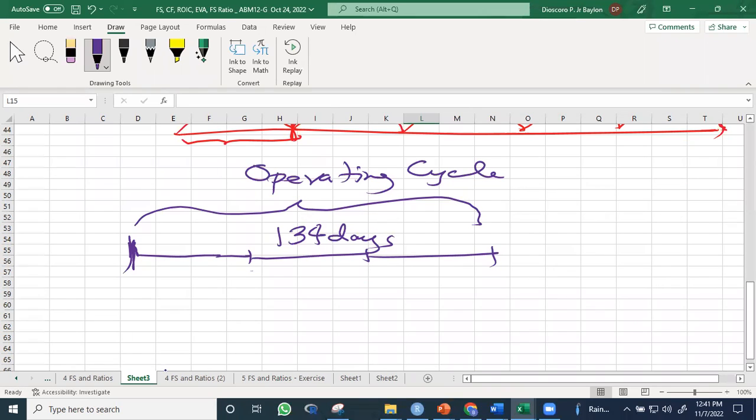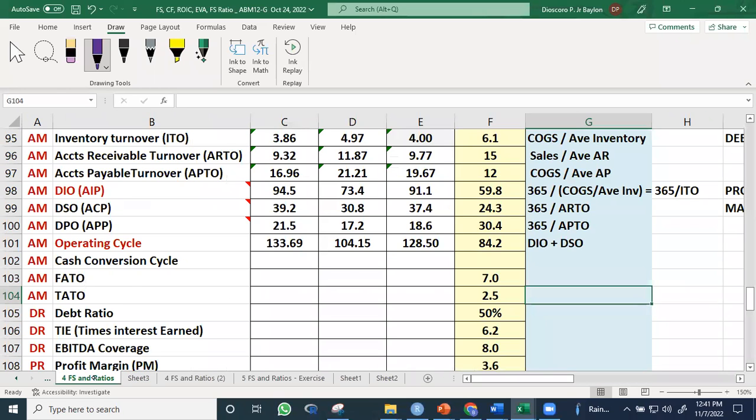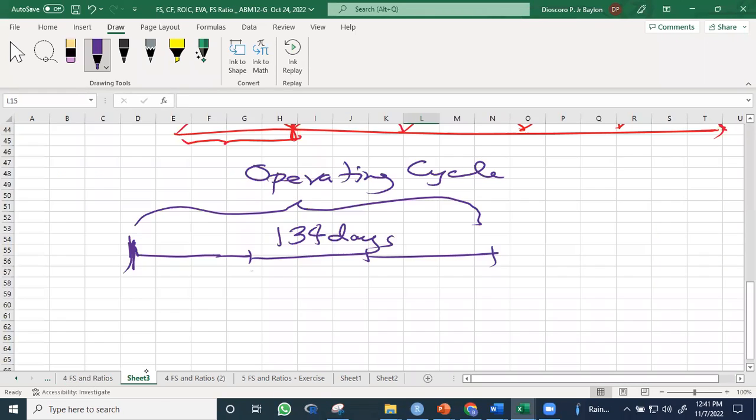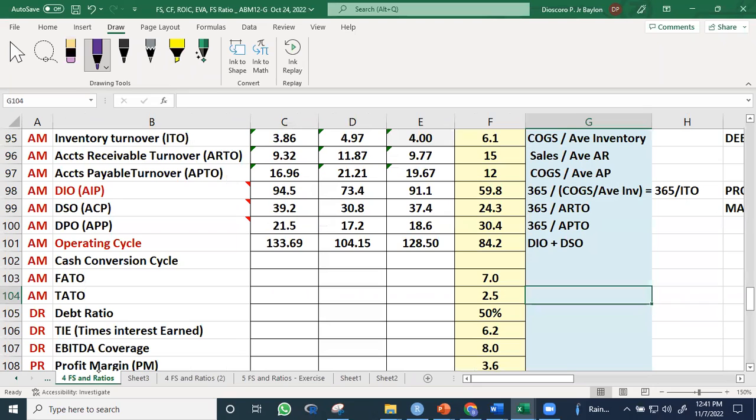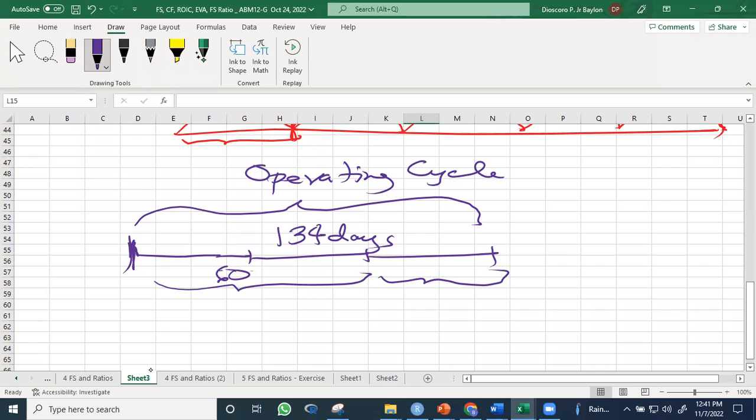Kasi ano ba yung DIO natin? DIO is 60 plus 24. No? I-whole number ko lang ha. 60 dito, and then 24 dito. Ilan yan? Ay, hindi, mali. 94. Okay, round off ko lang ha, 40. 94, 40. Okay? 134 days lahat.